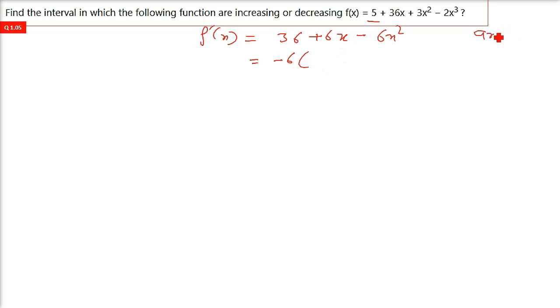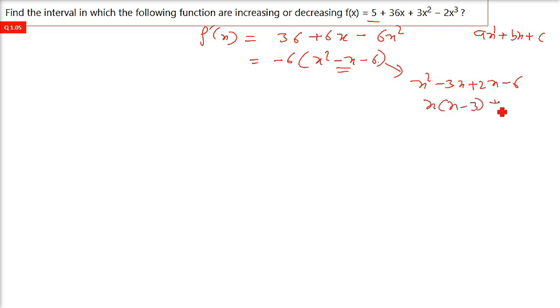When you take negative 6 common, we always write as ax square plus bx plus c. So when you take this negative 6 common, it will be x square minus x minus 6. Now you know that 6 is 3 times 2. So 3 and 2 will give you negative 1. Minus 3 plus 2, or 2 minus 3, in whichever way you want to write. So it will be x common, x minus 3, plus you can take 2 common, x minus 3. So the factors will be x minus 3 and x plus 2.